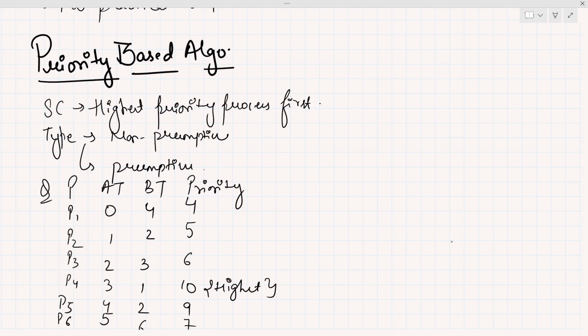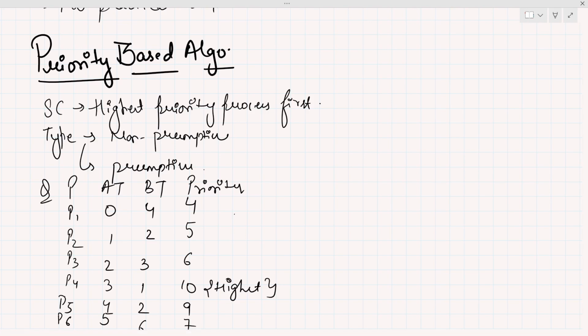In some questions it is also written that the lowest value is the highest priority, meaning if we look at the lowest value among these, it is P1. So in some questions it is written that this is highest. Which process we have to select first, every detail is written in the question. If the lowest is highest, then we have to select P1 first. If the greater value is highest, then we have to select P4. In this question, the high value is the high priority. So 10 is the highest priority, and P4 is the highest prioritized process here.